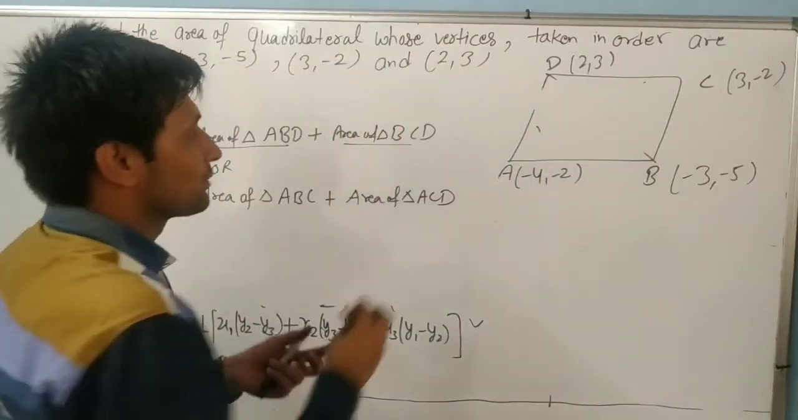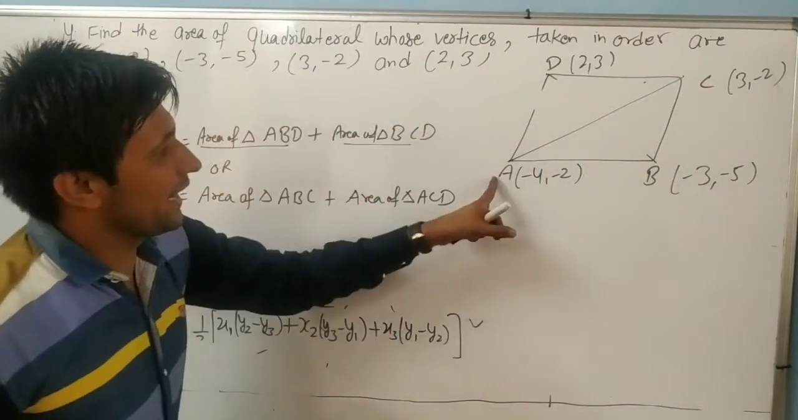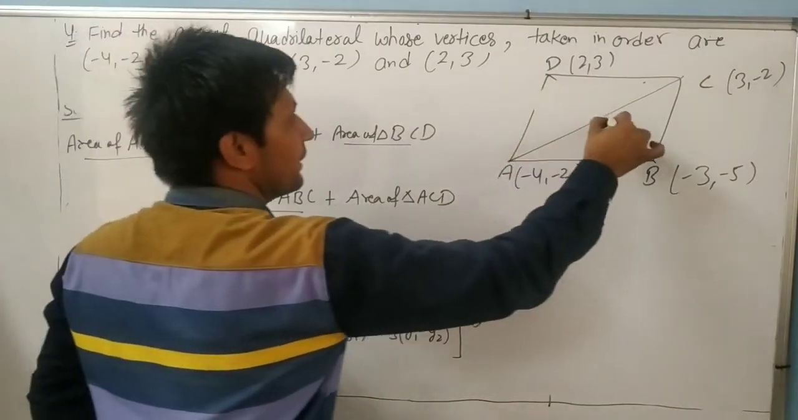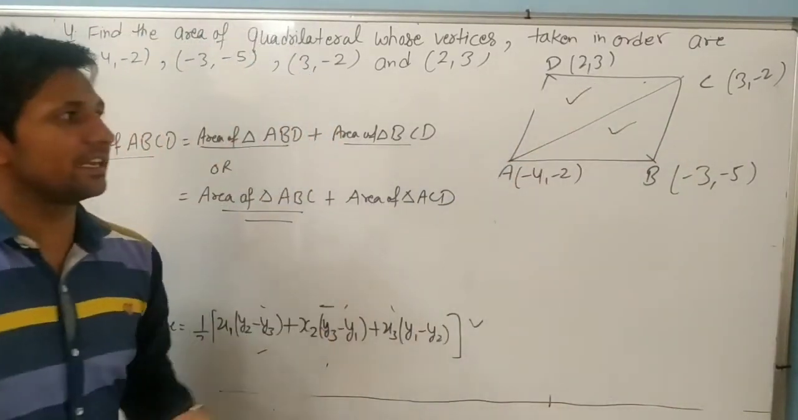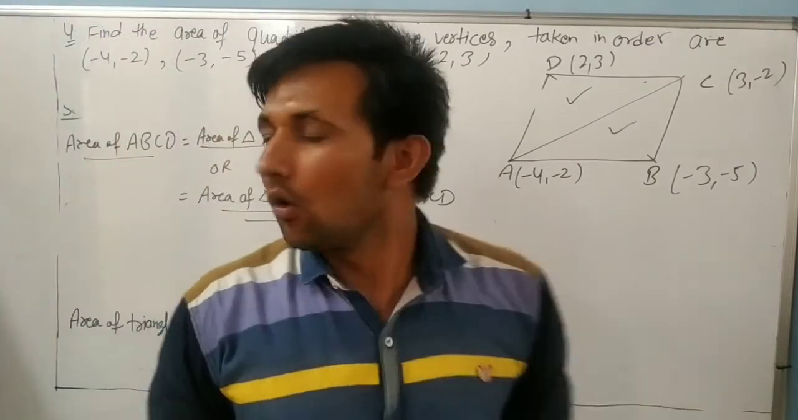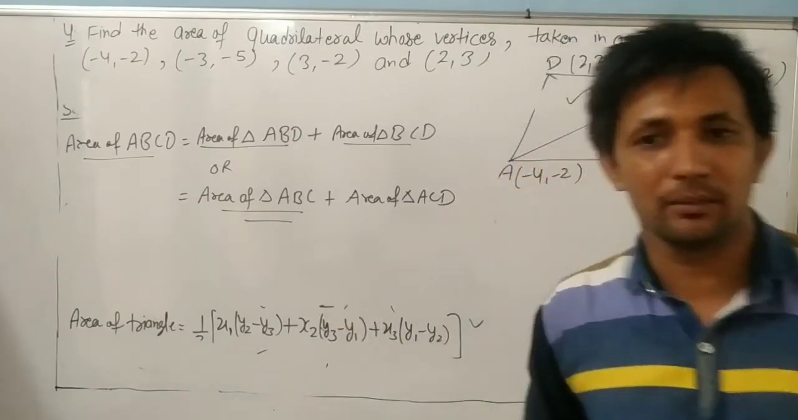Okay dear, otherwise you can do it by this method also. Maybe some students divide it like this one. So we will use area of ABC plus area of ACD. So please do this question yourself. You only have to find the area of both triangles and add them. Please note it down.